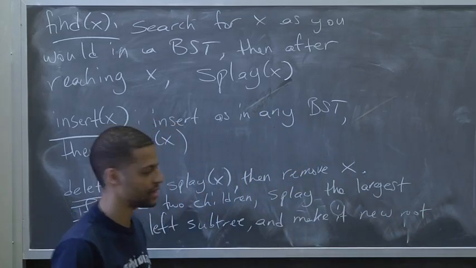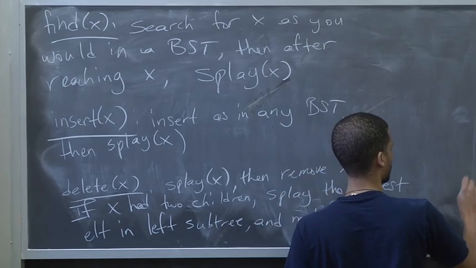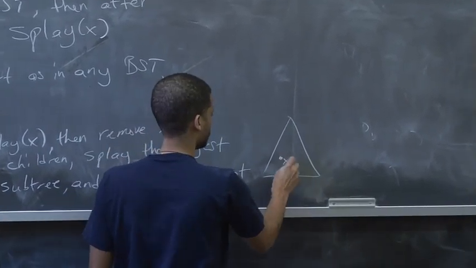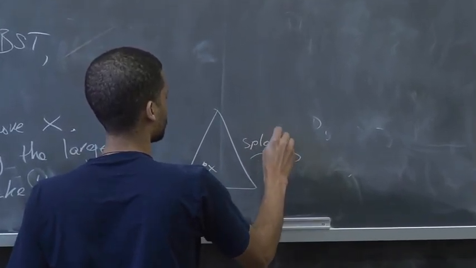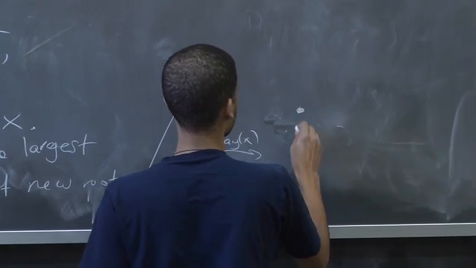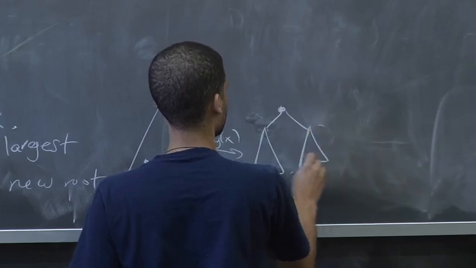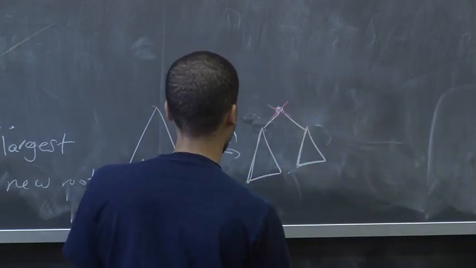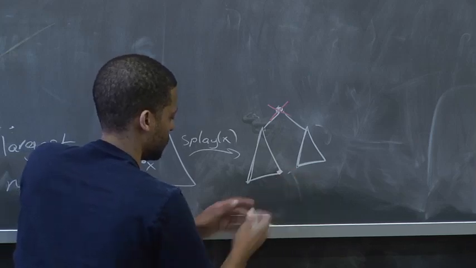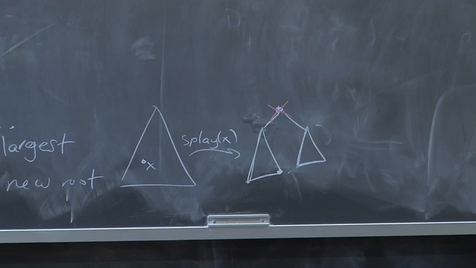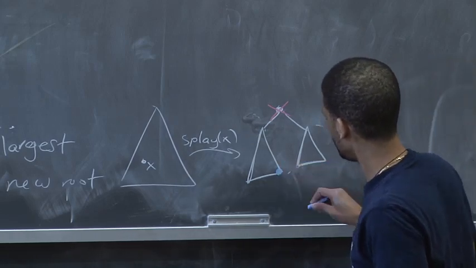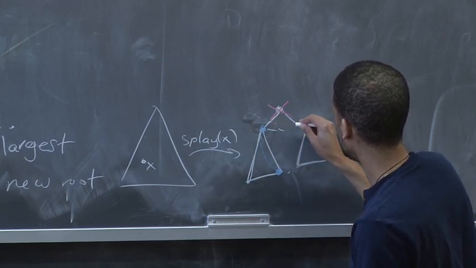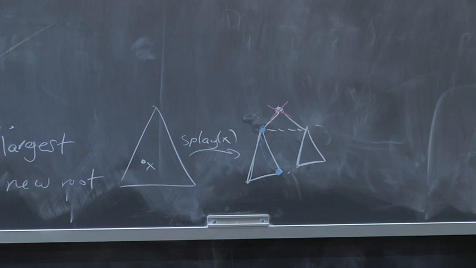Okay, so what does that mean? Just to draw a little picture. You have a tree. X was somewhere. You splayed X. Now X is the root. And then you deleted X. And now you find the largest element in this tree. Let's use colors. And you bring that to the top. And then now you add that, so it becomes the new root. Okay, so that's how you do deletes.